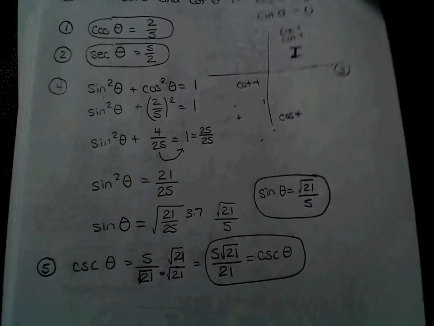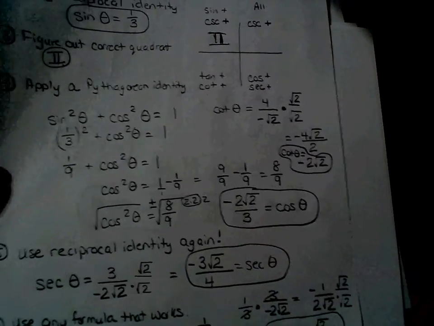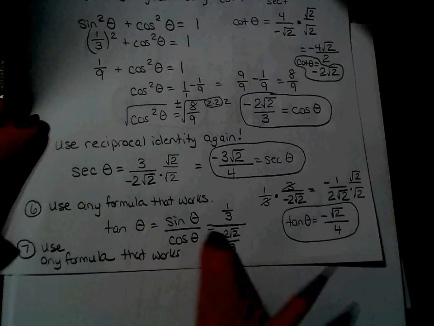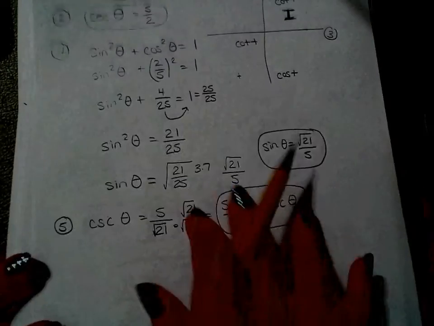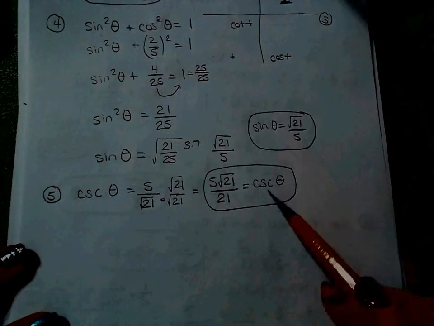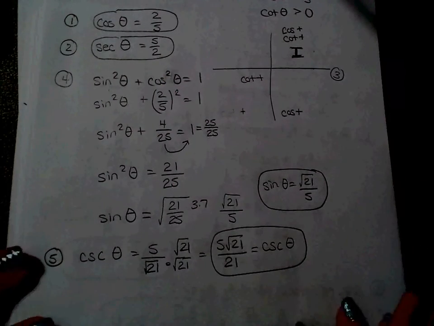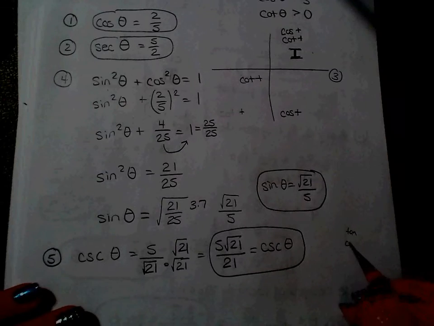Now at this point, I said you could use a reciprocal identity or you could use a Pythagorean identity. Last time I did it, I did a reciprocal. Oh, right here. Last time I did a quotient. I used sine over cosine. Well, this time I'm going to use another Pythagorean identity. I know cosine, secant, sine, and cosecant. So what do I still need? I still need tangent and cotangent.